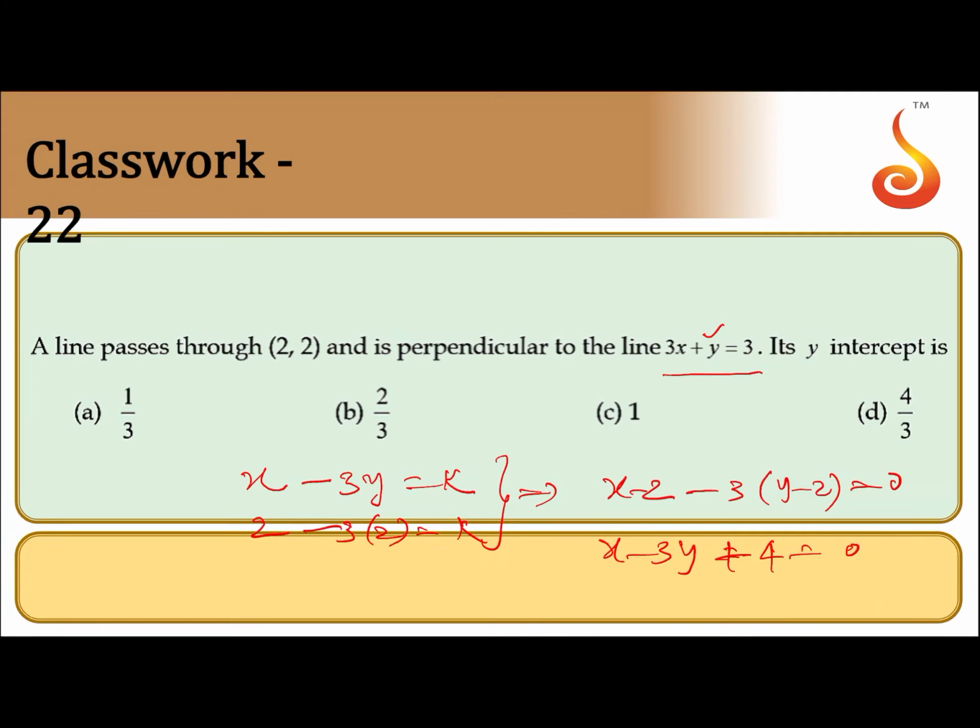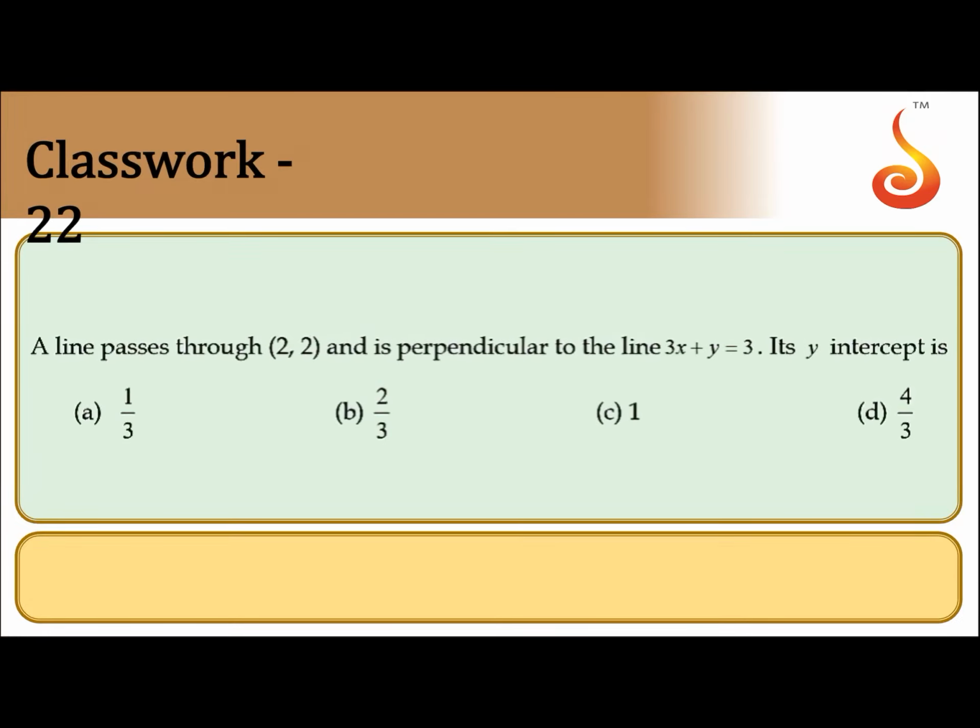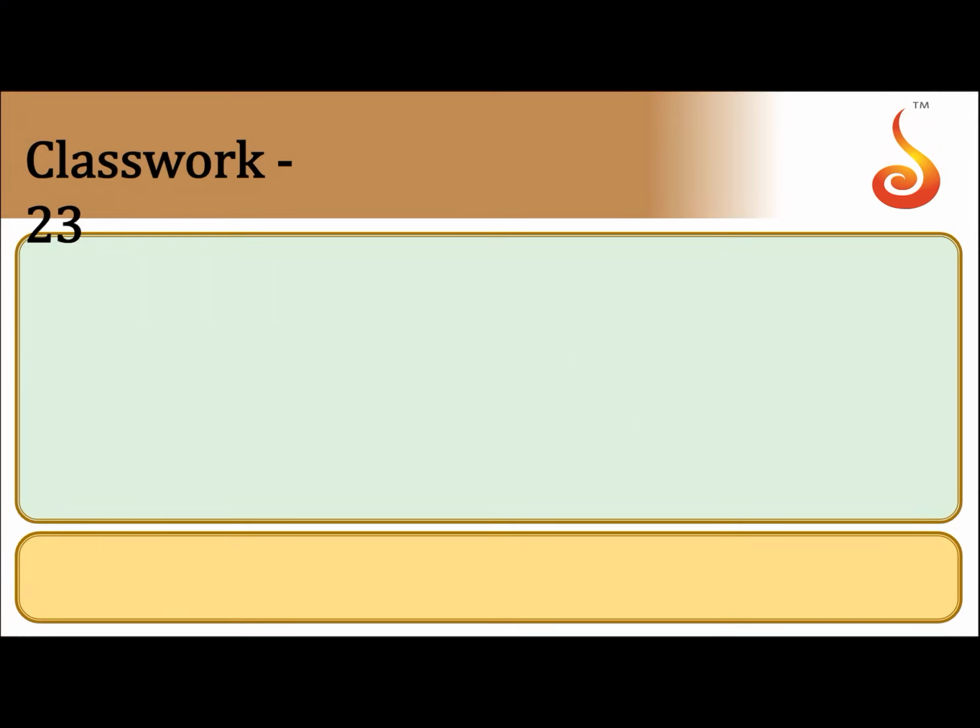And therefore y equals x by 3 plus 4 by 3. Clearly you can see that 3y equals x plus 4, and dividing by 3, you get the y-intercept equal to 4 by 3. So the y-intercept of the line is given by 4 by 3. So the answer is D. Coming to the next one.